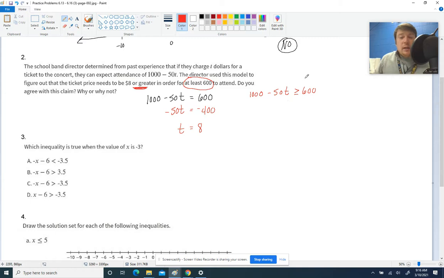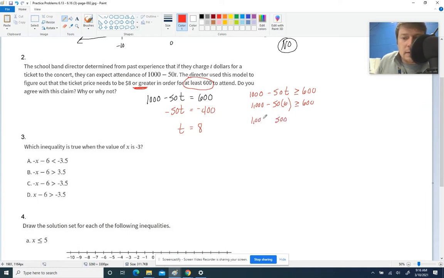So let's plug in an easy number to work with. It needs to be 8 or greater. So 8 or greater would be 10. So let's plug in 10. 1,000 minus 50 times 10 is greater than or equal to 600. Let's see if that's true when we do it. 50 times 10 is 500.